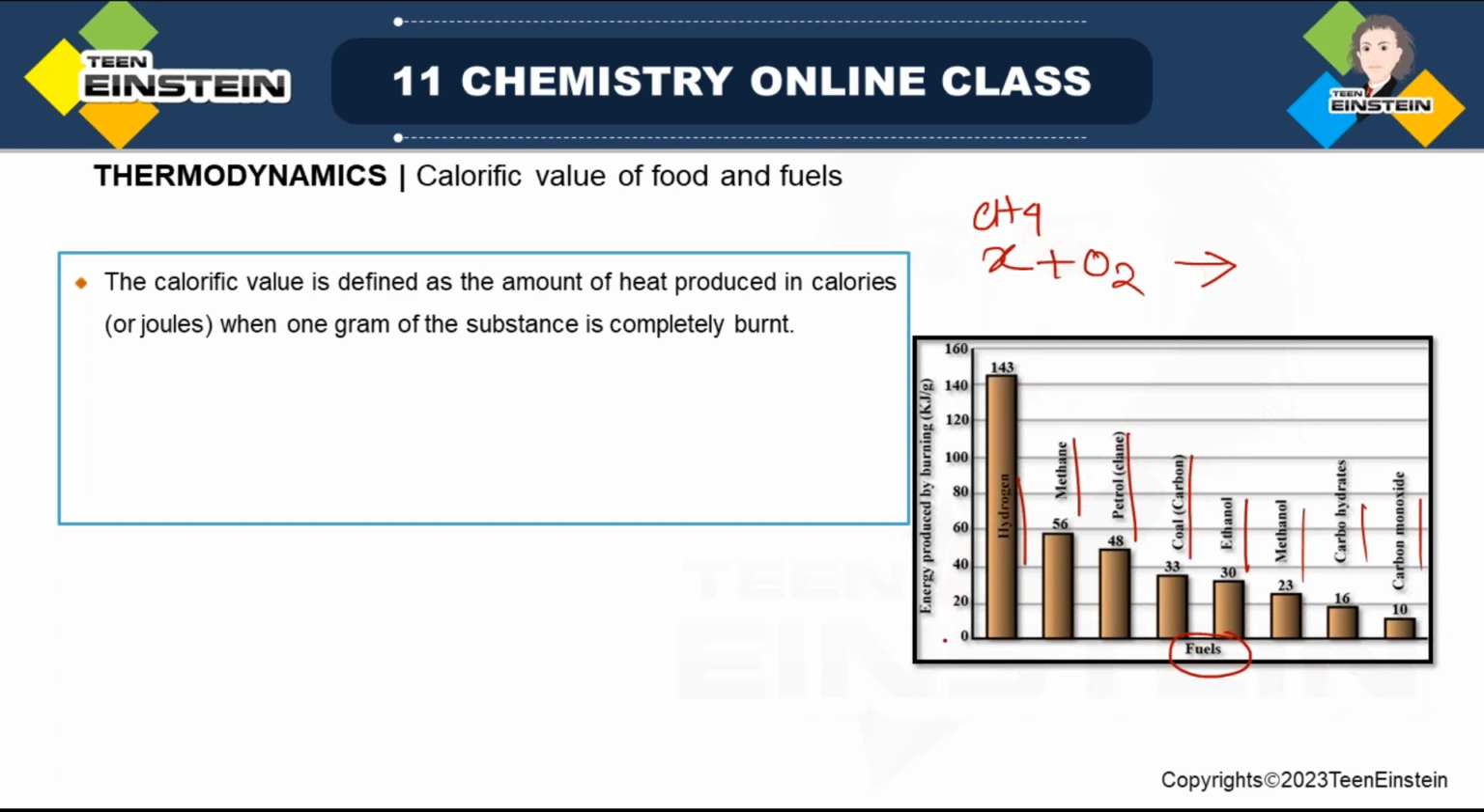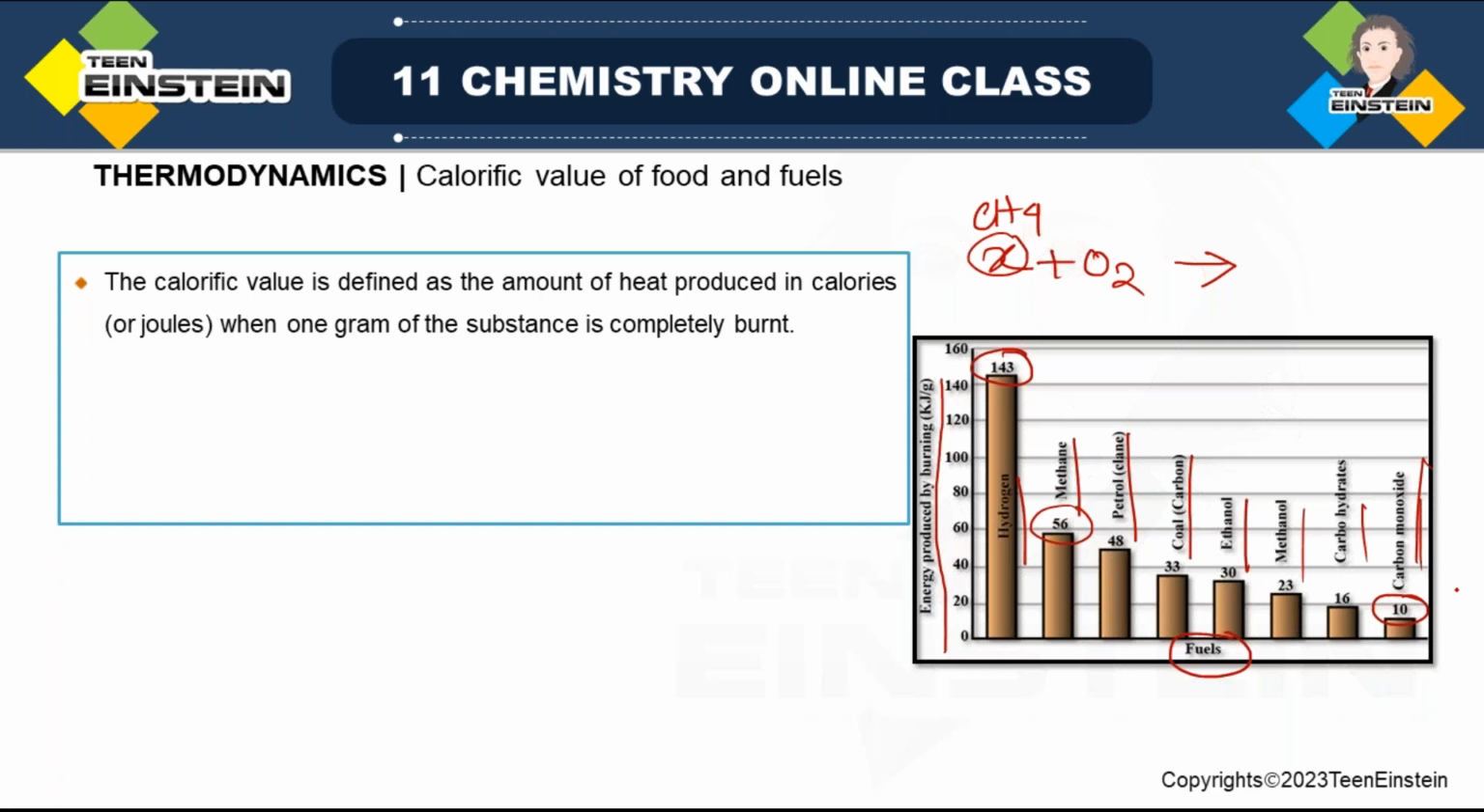When you burn it with oxygen, that is the combustion reaction, and the corresponding amount of energy produced is given in kilojoule per gram of this compound. In general, if X is reacting with oxygen, the energy produced in kilojoule per gram of X is given. So for hydrogen it is 143, methane it is 56. Gradually it is decreasing. For carbon monoxide it is 10. So different fuels produce different amounts of energy when burned in oxygen.